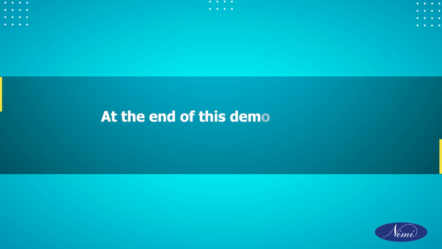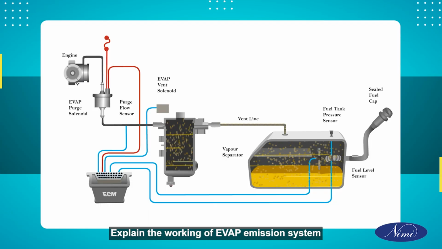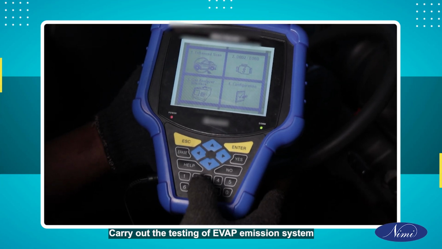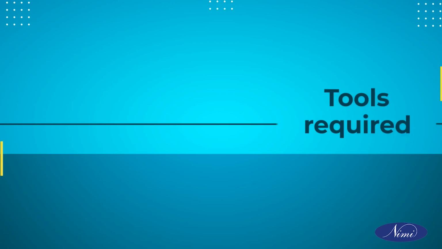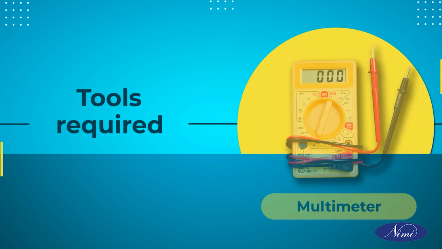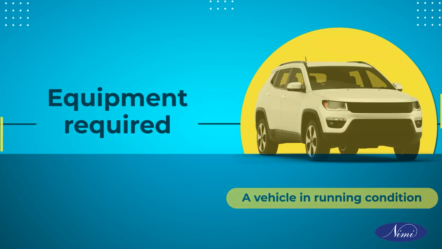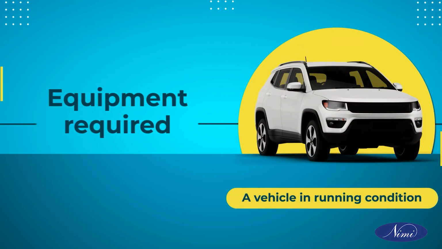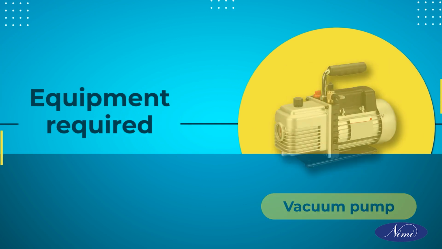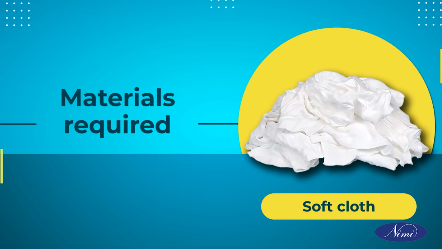At the end of this demonstration, you will be able to explain the working of EVAP emission system and carry out the testing of EVAP emission system. Tools required: trainee's toolkit, multimeter. Equipment required: a vehicle in running condition, air compressor, vacuum pump. Materials required: soft cloth.